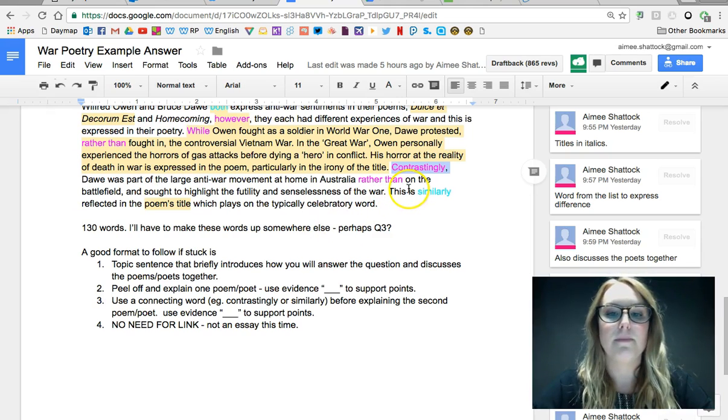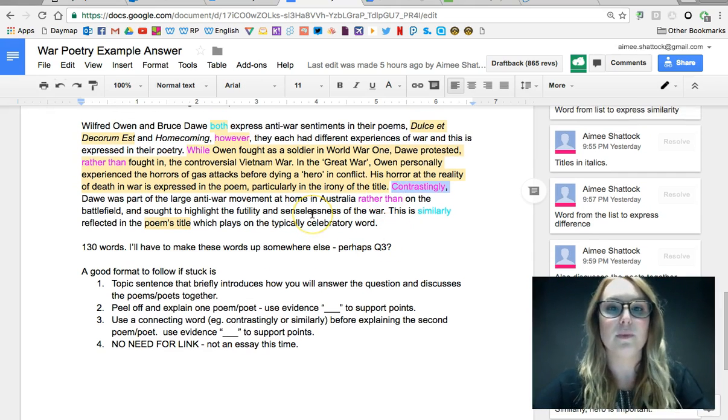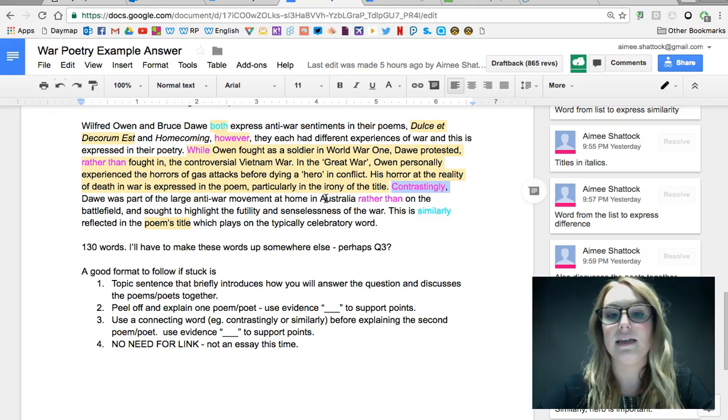I've also tried to draw a comparison between the examples that I've listed. What's really good about this paragraph as well, I think, is I've actually referred to some literary techniques. Even though that's not what the question's asking, I was able to sneakily embed that in terms of the use of the title by both authors.